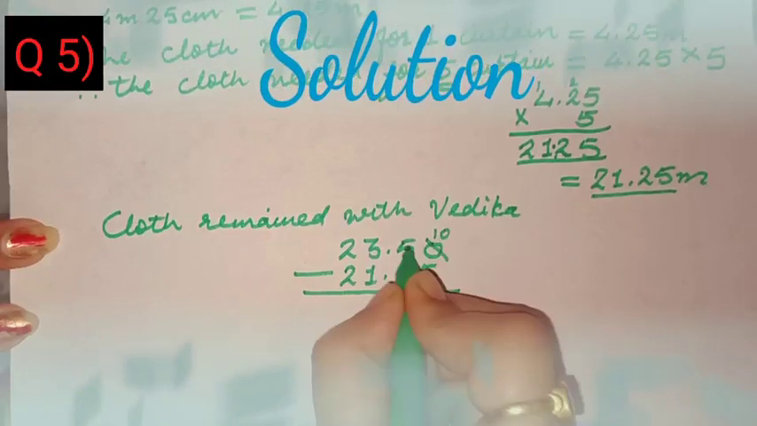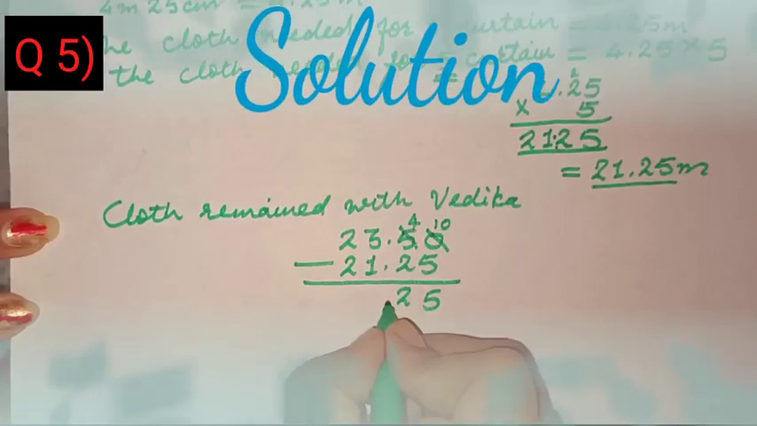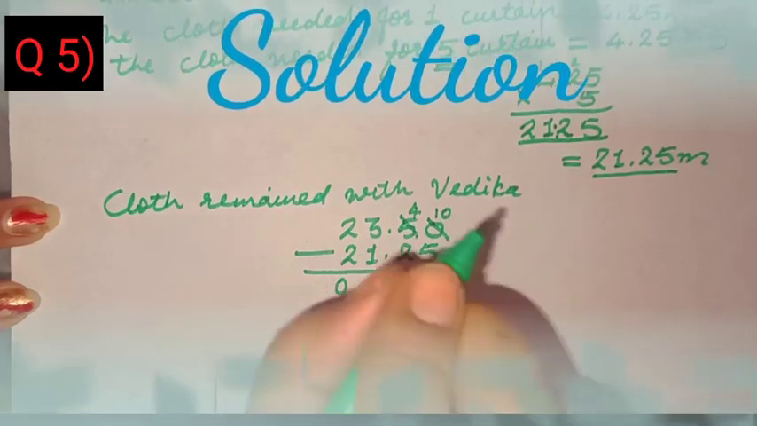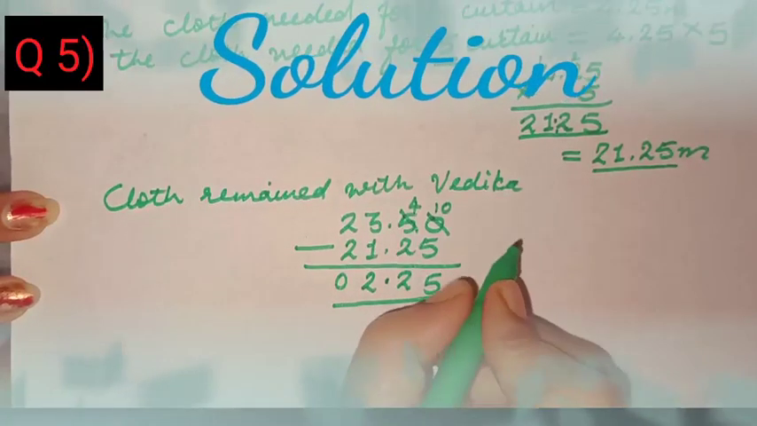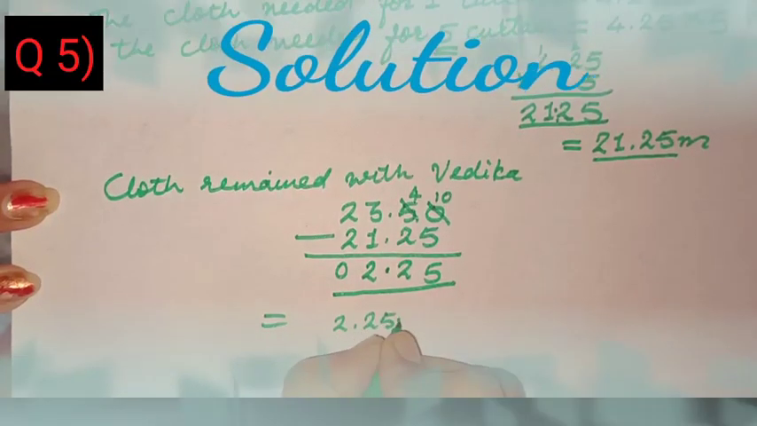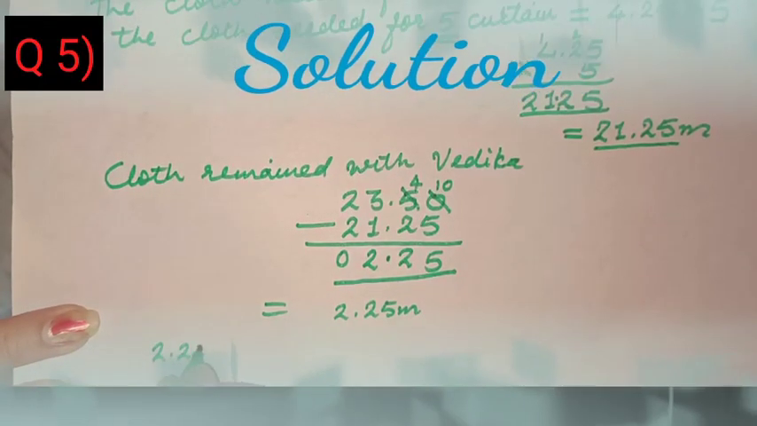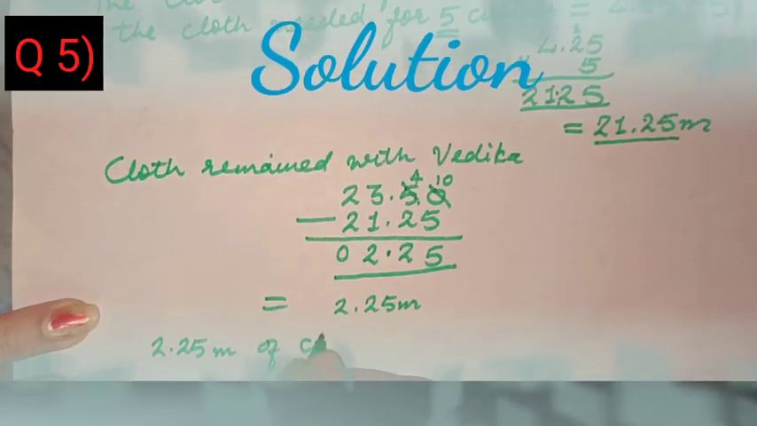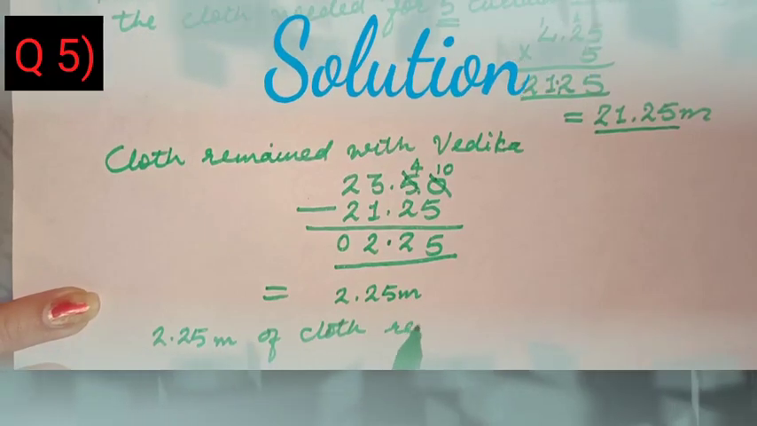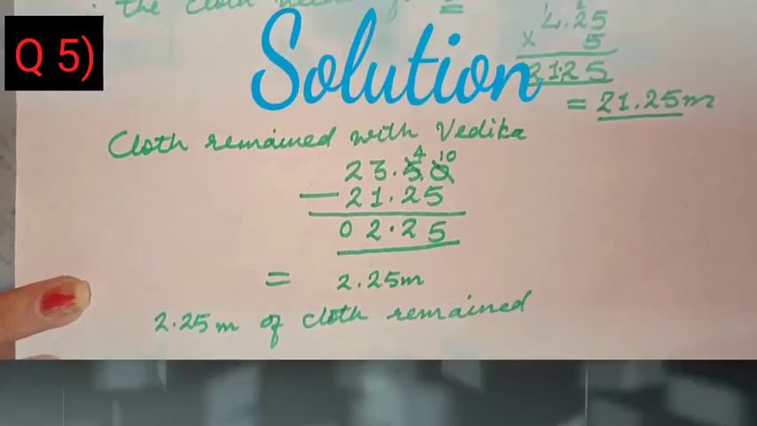See, 10 minus 5 is 5, 4 minus 2 is 2. Your point as it is, 3 minus 1 is 2 and 0. So cloth remaining with Vedika is equal to 2.25 meter. So what we'll write here? 2.25 meter of cloth remain with Vedika. Correct?